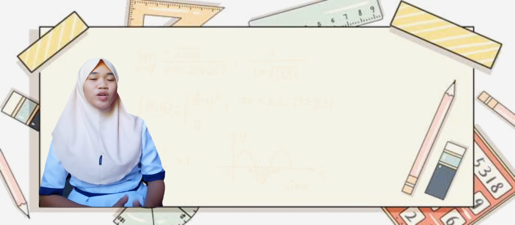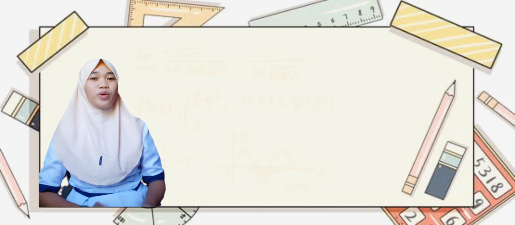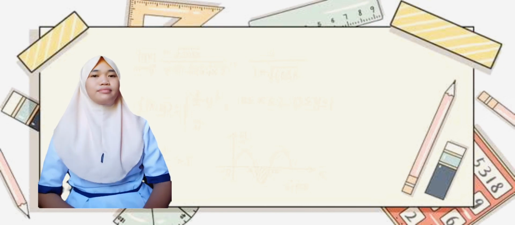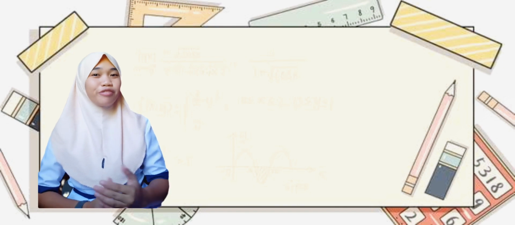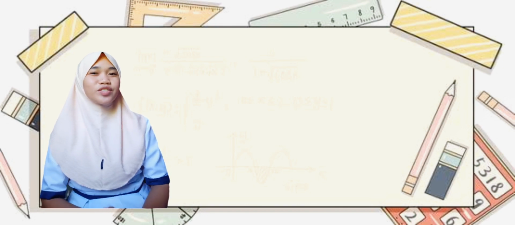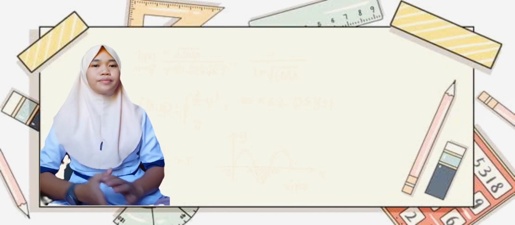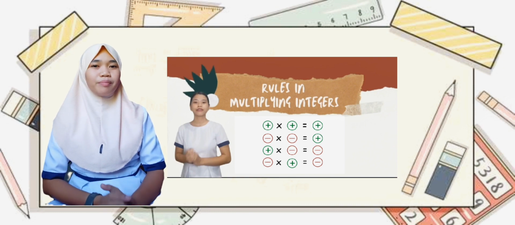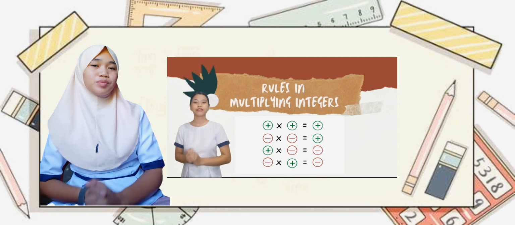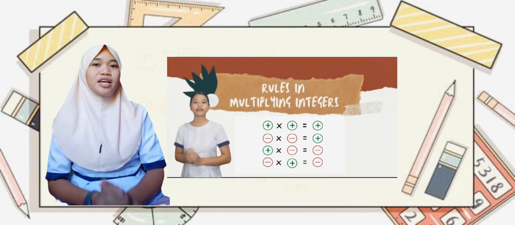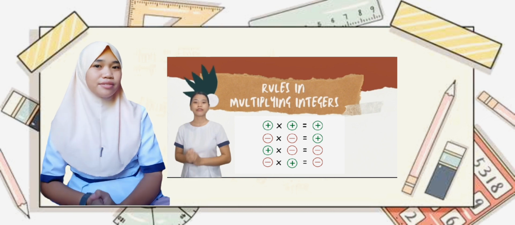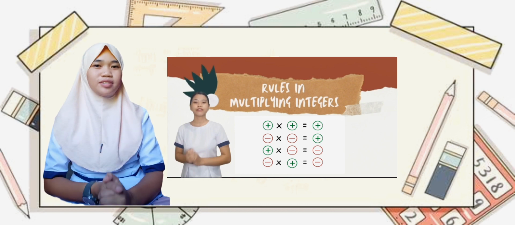Now, let's go to group 3. May we have Windy and Ash to share their answers to the class? Yes, very good, group 3. That's the right thing to do. In multiplying integers, just always remember this. Positive times positive is positive. Positive times negative is negative. And negative times negative is positive.